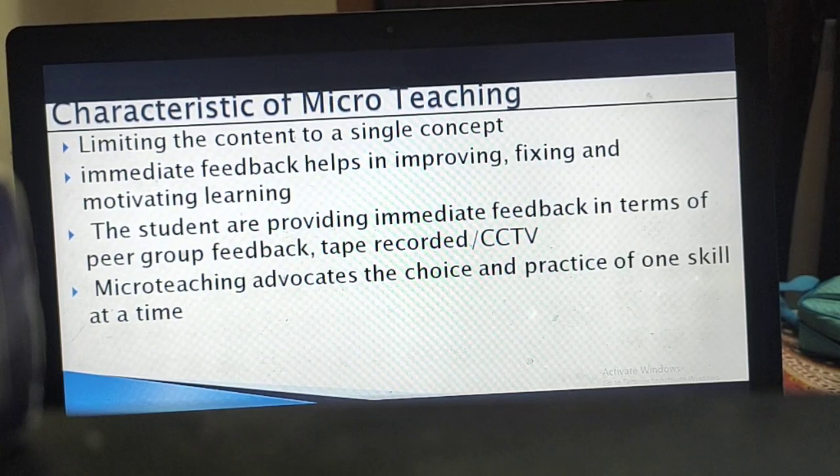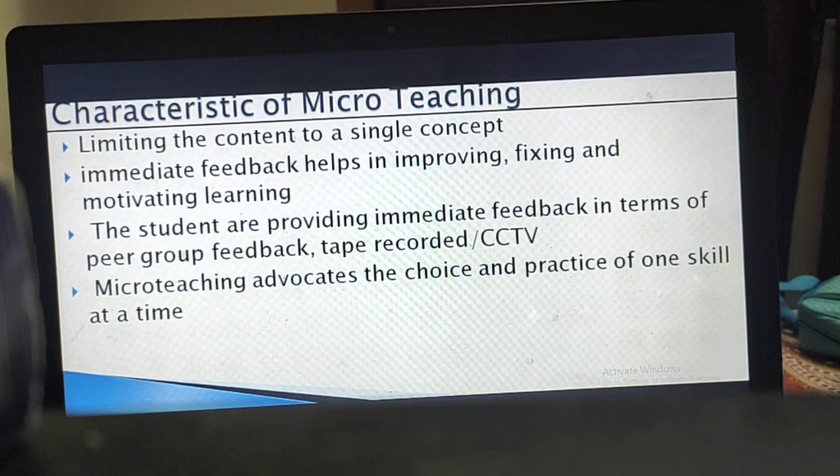Next, the students are provided immediate feedback in terms of peer group feedback, tape recorder, and CCTV. Micro-teaching advocates the choice and practice of one skill at a time. These are the characteristics of micro-teaching.